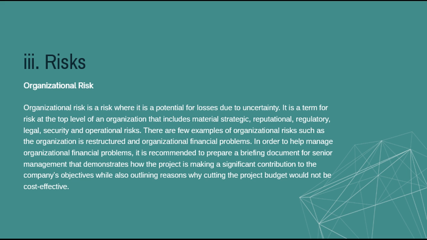Next, we move to the next part, which is risk. For the risk part, I will choose organizational risk. Organizational risk is a risk where there is potential for losses due to uncertainty. It is a term for risk at the top level of an organization that includes material, strategic, reputational, regulatory, legal, security, and operational risks. There are a few examples of organizational risks, such as the organization being restructured and organizational financial problems.